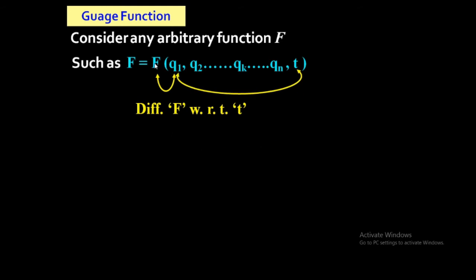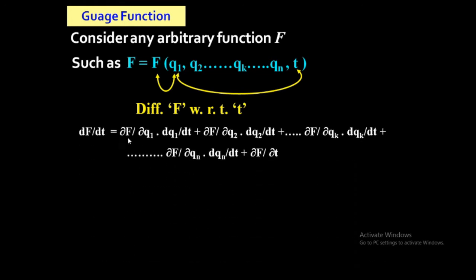First of all, partially differentiate f with respect to q1, then fully differentiate q1 with respect to t. Again partially differentiate f with respect to q2, again differentiate q2 with respect to t. Partially differentiate f with respect to qk, again differentiate qk with t. Again partially differentiate f with respect to qn, again differentiate qn with t. We have to differentiate in this way. So after differentiating, you will get this kind of thing.